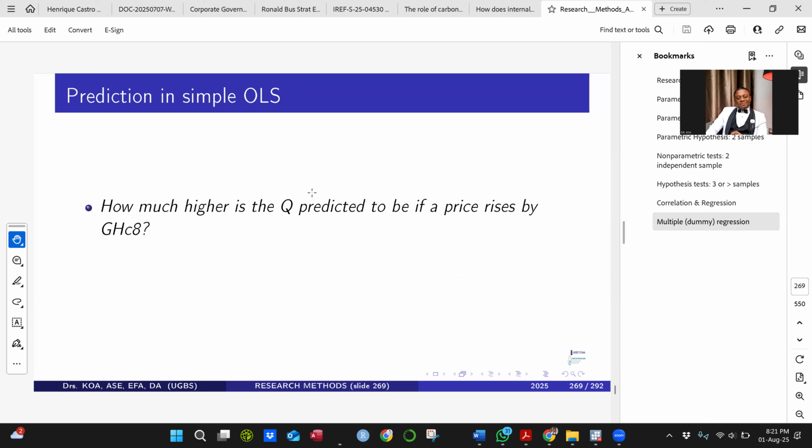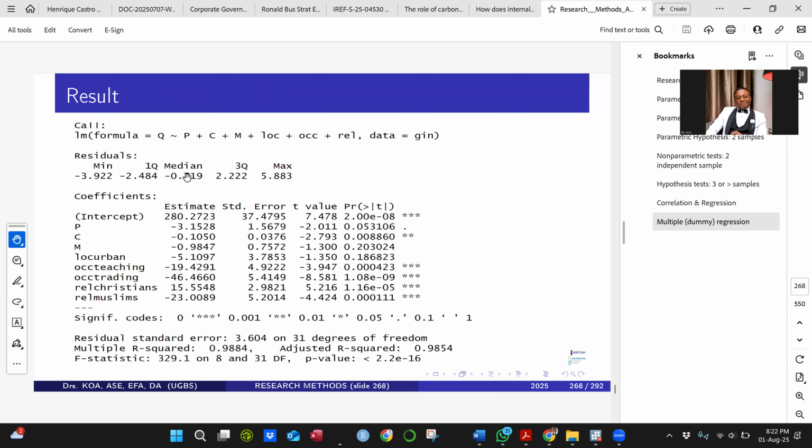Here's a quick question on prediction. How much higher is the quantity demanded predicted to be, suppose price should increase by 8 cedis? Now look at it. If price should increase by 8 cedis, what should happen to quantity demanded, assuming that everything else is constant, nothing has changed? If we want to predict the value of quantity demanded, we know the equation.